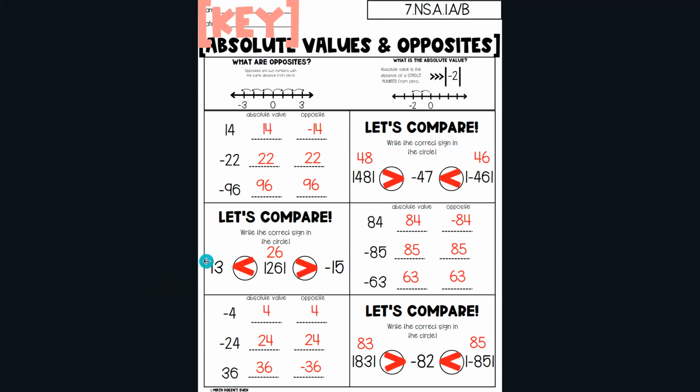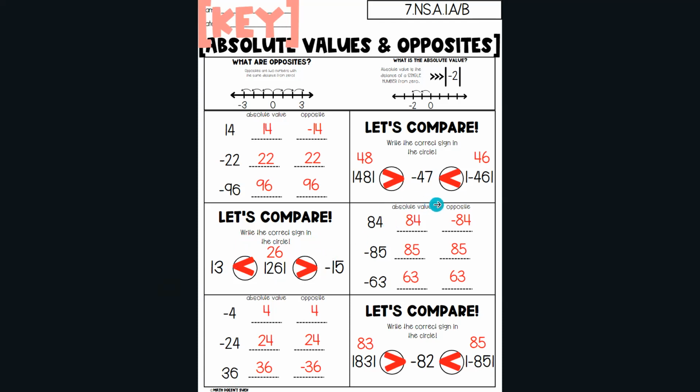We're comparing 13, the absolute value of 26, and negative 15. The absolute value of 26 is 26 because it is 26 spaces from 0. 13 is less than, 26 is greater than negative 15.